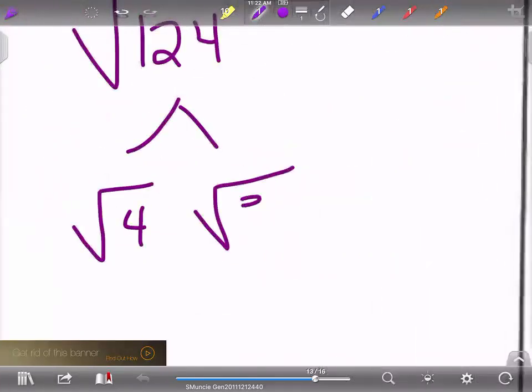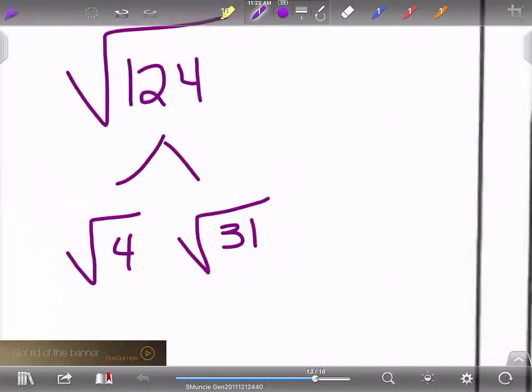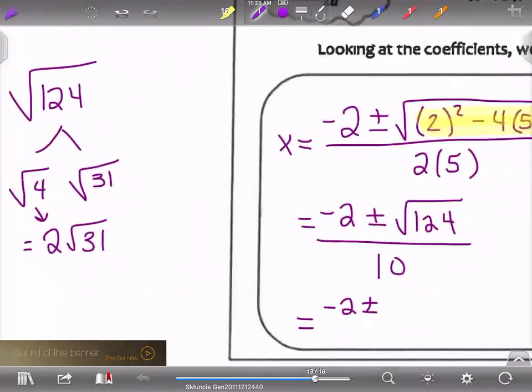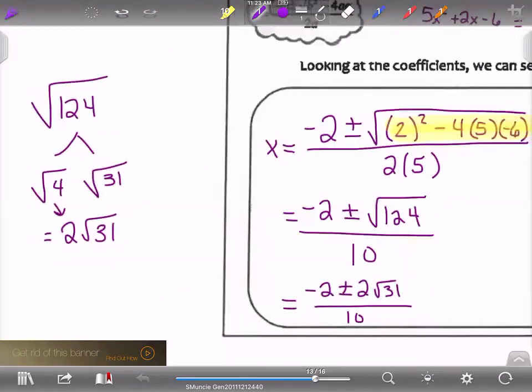So 4 times 31 multiplies to give us 124, and 4 happens to be the biggest perfect square. Your calculator does this for you. What's the square root of 4? Since 4 is a perfect square, we know that the square root of 4 is 2. So 2 times the square root of 31 is what we're going to go back into our problem with, 2 square root 31 over 10. Your calculator does this part for you.